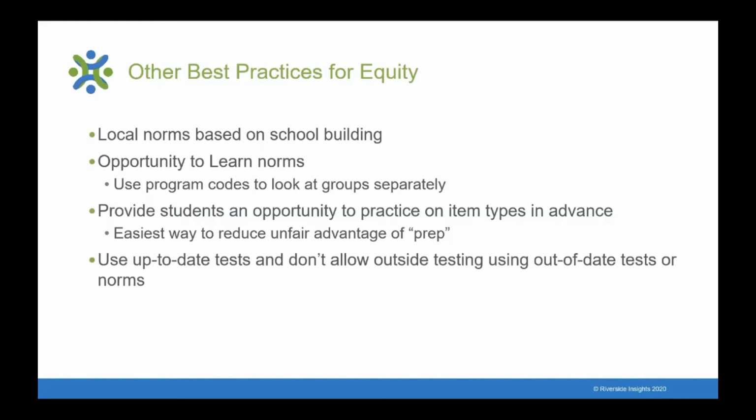Another way of doing that is to use opportunity to learn norms. So this would be using program codes, looking just at English learners, or if your state codes different levels of language proficiency, you could look at that as well, depending on your school size. So there are ways of doing subgroup norms that can further aid you in identifying the most academically talented students within groups.